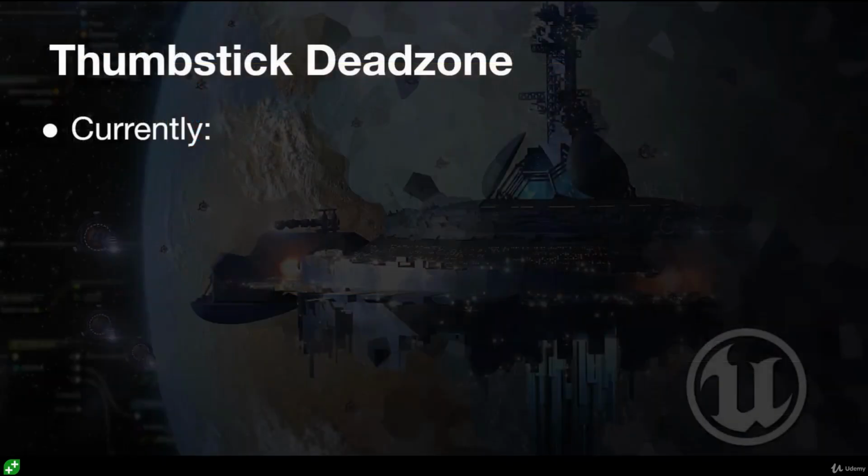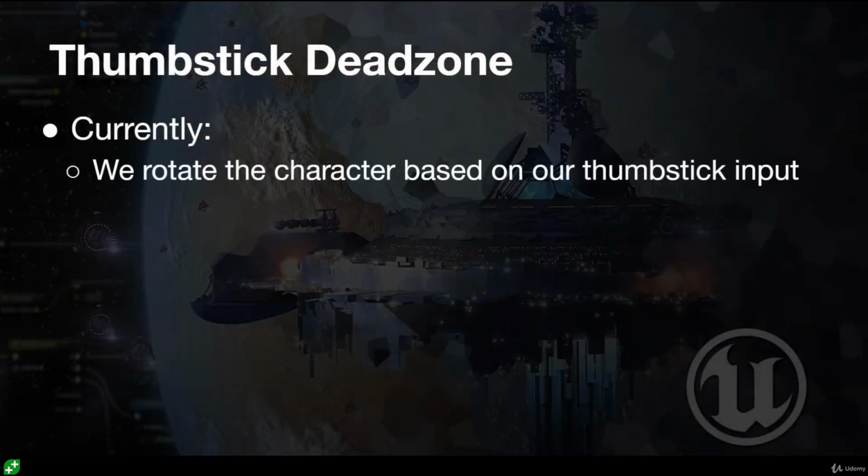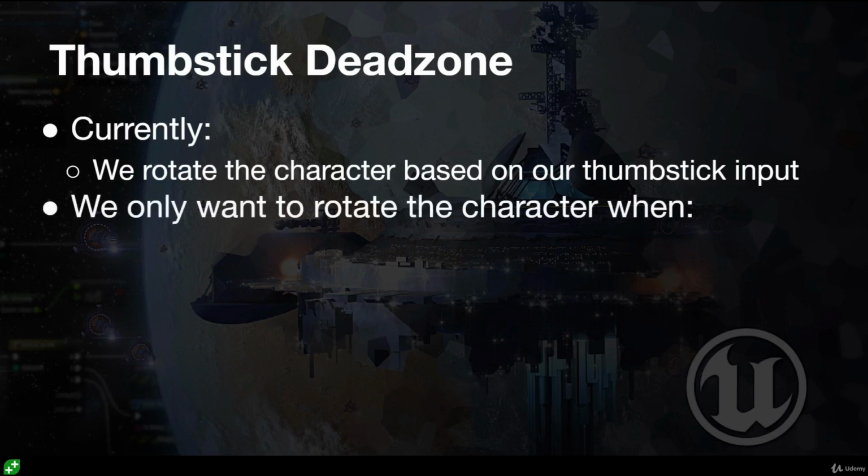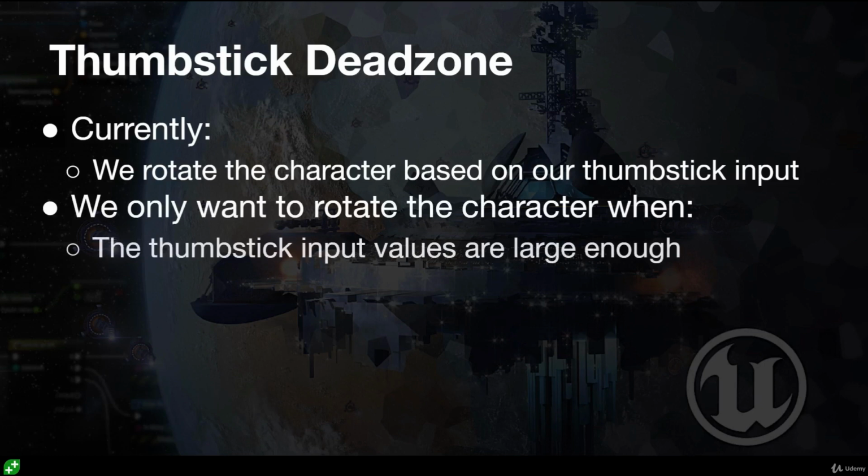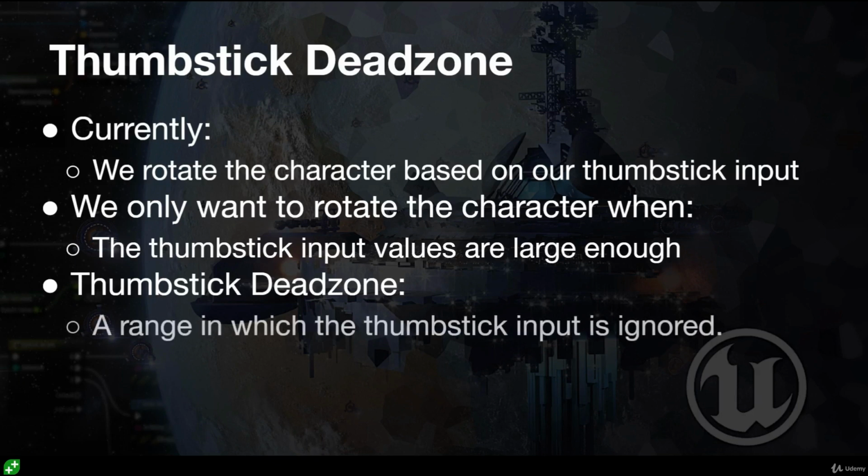Currently, we rotate the character based on our thumbstick input, but we only want to rotate the character when these thumbstick input values are large enough. When I say thumbstick dead zone, I really just mean a range in which our thumbstick input is ignored.